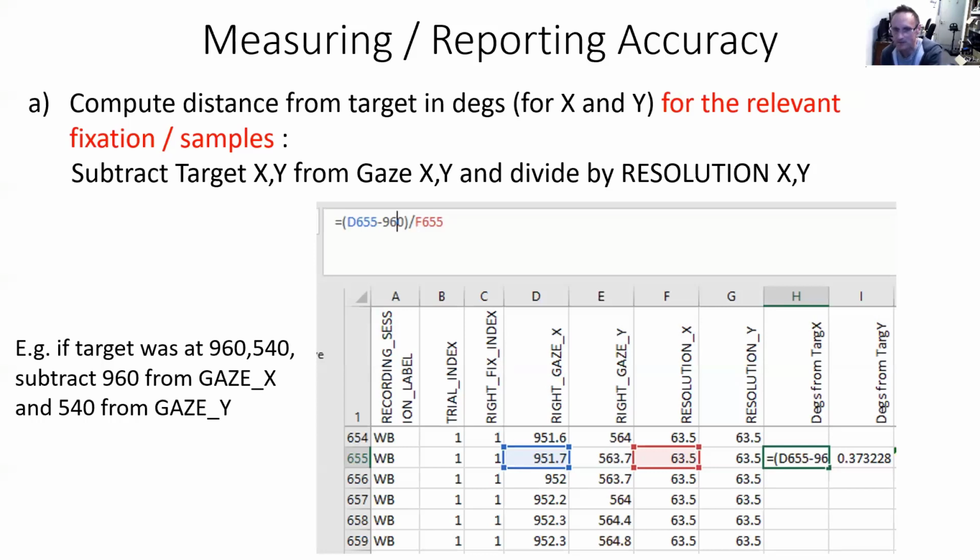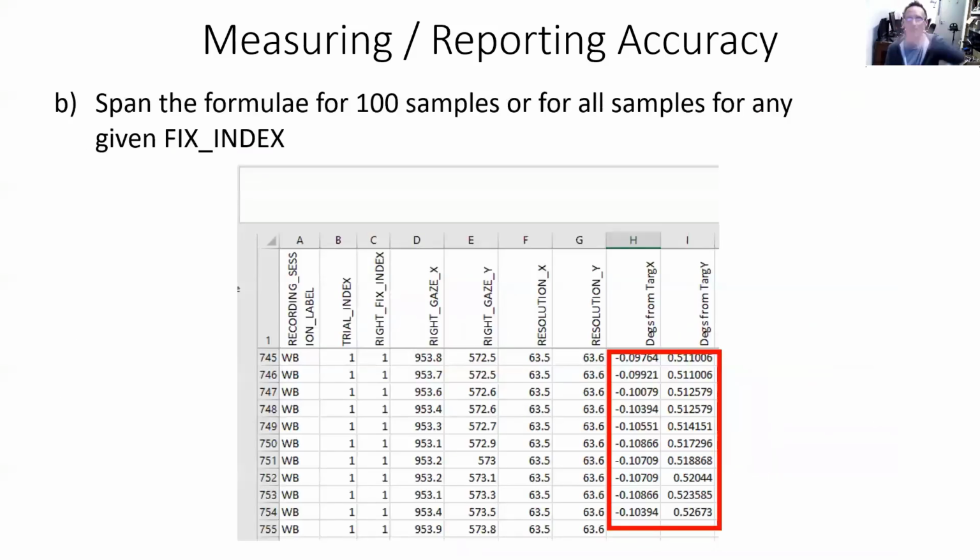So we do that for the first sample, and then we span that down for as many samples as there are in the fixation, or for just the 100 samples in the middle of the fixation, whichever it is. As I say, different scenarios may require you to choose different things. But what we get is 2 columns with the distance of each of the samples from the target. And then it's dead easy.